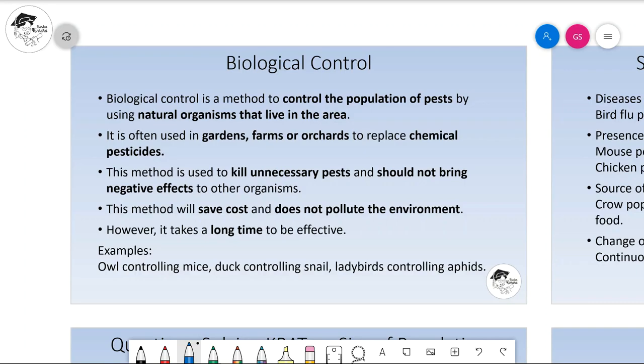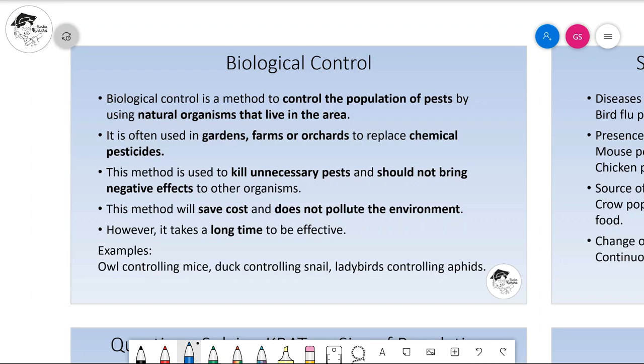Today we're going to look at Form 2, Science, Chapter 2, talking about animals and the interaction between animals. In the previous lesson, we learned how animals interact with each other through symbiosis, and within symbiosis we have commensalism, mutualism, and parasitism. After that, we have prey-predator and competition, and within competition we have interspecific competition, which is between different species, and intra-specific competition, which is within the same species.